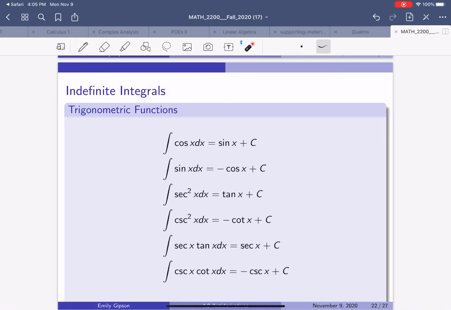And these, there's no rhyme or reason. You just have to remember that this is what's going on.